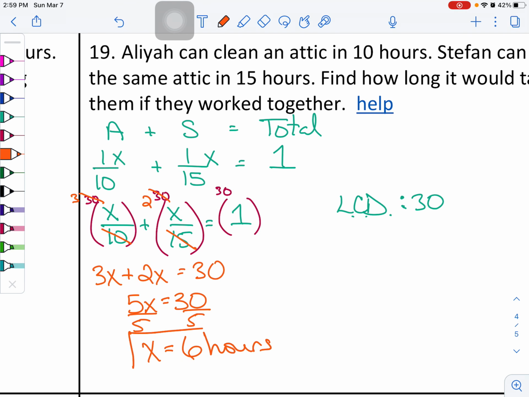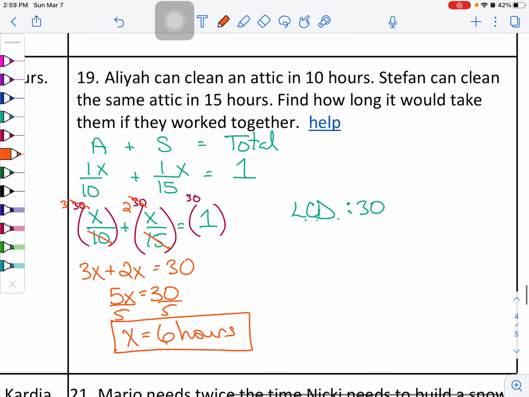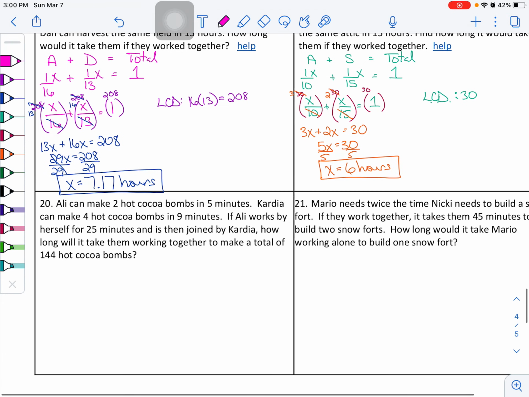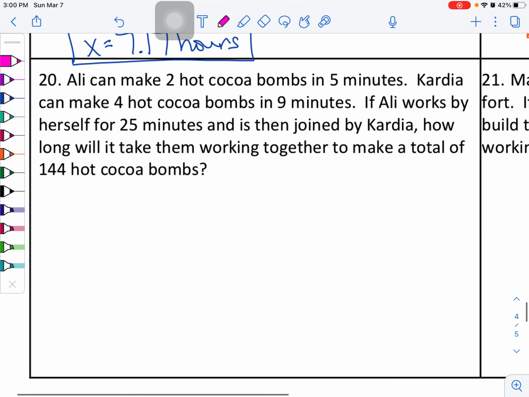Divide both sides by 5. In this case, it's going to work out completely perfectly. No decimals. 30 divided by 5 is 6. And I think we're talking about hours here. So for problem number 19, if the two people work together to clean one attic, it would only take them 6 hours of time.